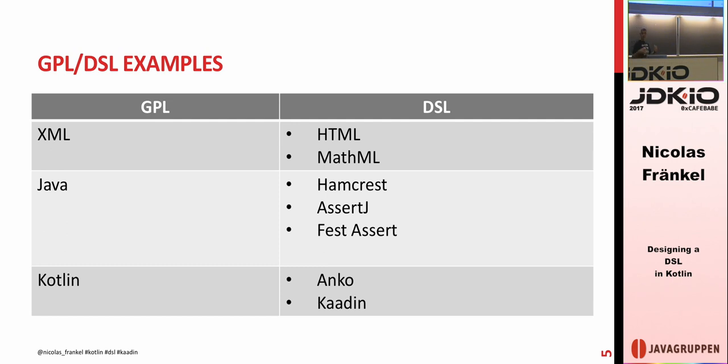For example, you already use a lot of general-purpose languages, like XML. And then you can use more specific domain-specific languages, like MathML or HTML, which can be seen as a form of XML. And on the Java side, there are already some DSLs for assertions, for example Hamcrest, AssertJ. Those are dedicated DSLs for assertions. So it's still Java, but basically the API restricts the domain, and then you've got very dedicated semantics.